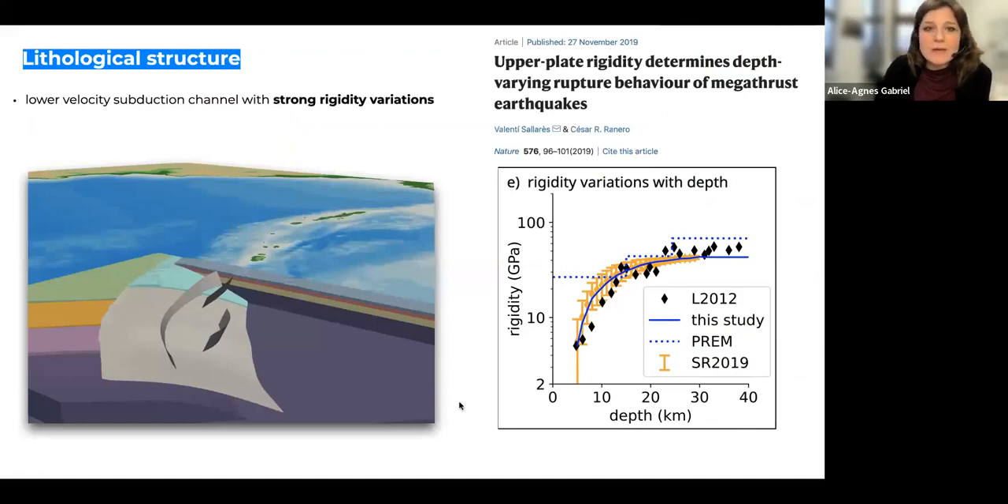We do also include a lower velocity subduction channel, which features strong rigidity variation. So our megathrust is embedded in a channel which accounts for this globally inferred variations of rigidity with depth. And what we're plotting here in black is rigidity with depth based on the Lay et al. study in 2012. And SR2019 is short for this paper by Sallarès and Ranero. And in comparison, these dotted lines would be the PREM model, where we don't have this reduction of rigidity at shallow depths.